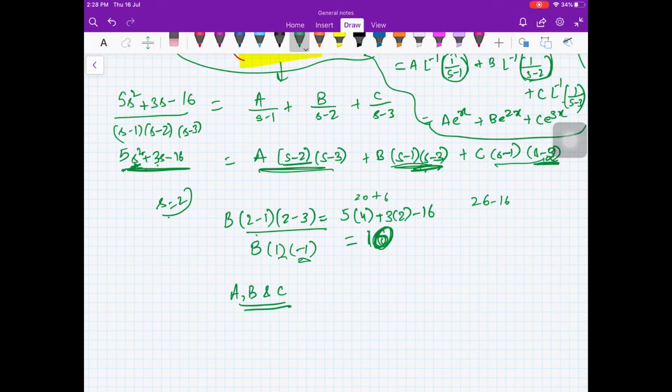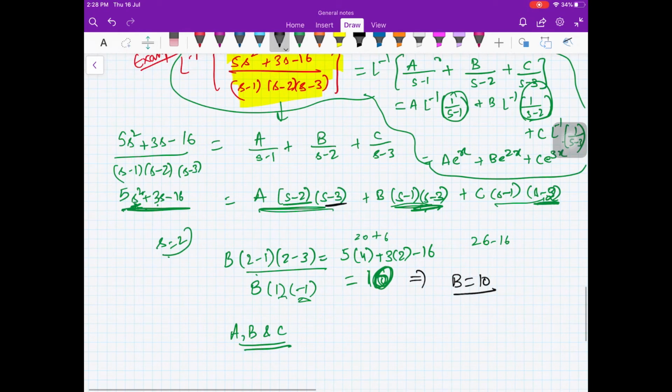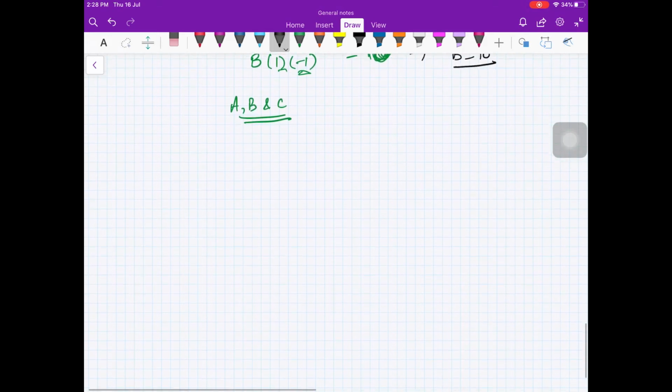So we can do the calculations also. I think from here you'll get the value of b as 10. And then you can put s equal to say 3, then these two terms will get cancelled and you'll get the value of c and so on. Okay, so this was the introduction to Laplace inverse.